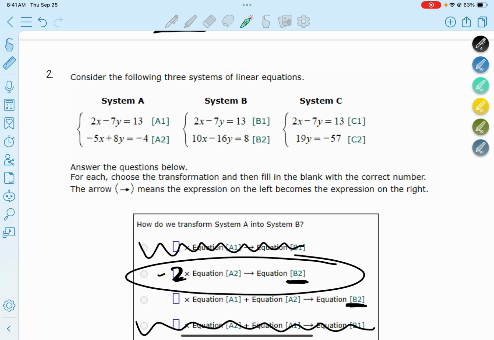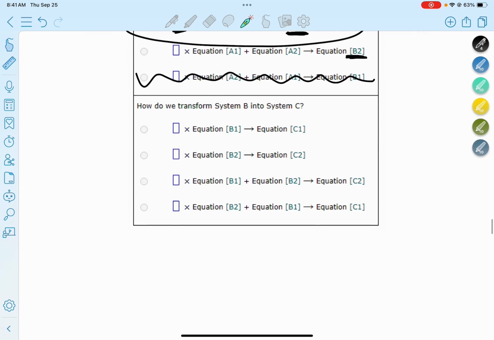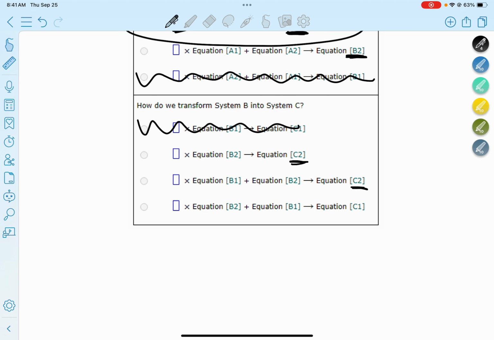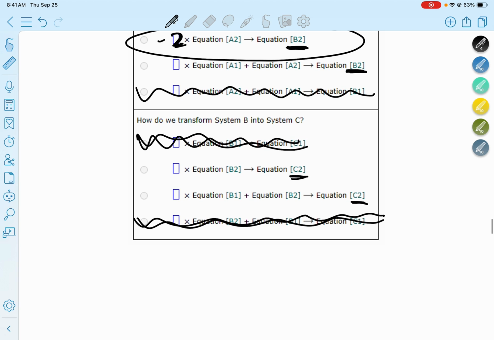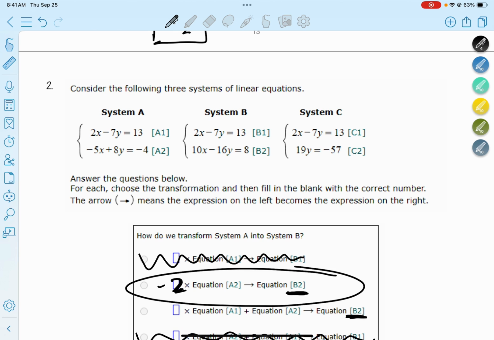So similarly, now I'm going to see what happened to get from B to C. If I look at this, we can clearly see that C2 is the equation that changed. So I'm going to go ahead and get rid of anything that's not a result of C2. So this one C2 and this one C2. So I'm going to go ahead and cross these ones off. Next, I'm going to say, okay, did I multiply B2 by anything to get to C2? We can pretty clearly see that more than that happened because I got rid of my x's.